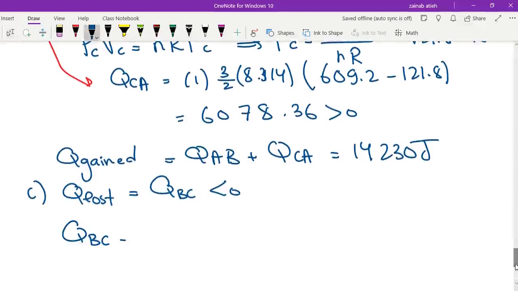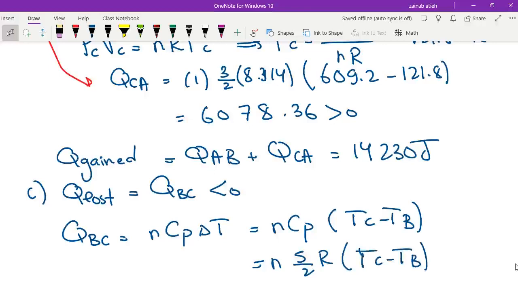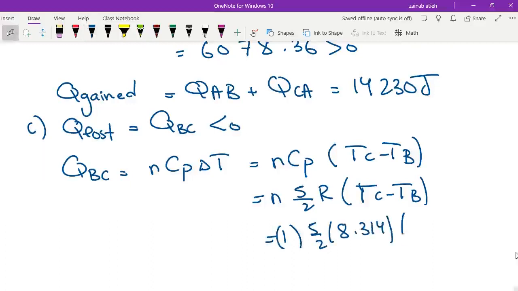So QBC, I have an isobaric process. So it's NCP delta T. It's NCP times TC minus TB. I've already calculated TC and TB. So it's N times CP, 5 over 2R for a monoatomic gas, times TC minus TB. I will substitute. I will get 1 times 5 over 2 times 8.314, TC was found to be 121.8, minus TB was found to be 609.2. Okay, this is TB.